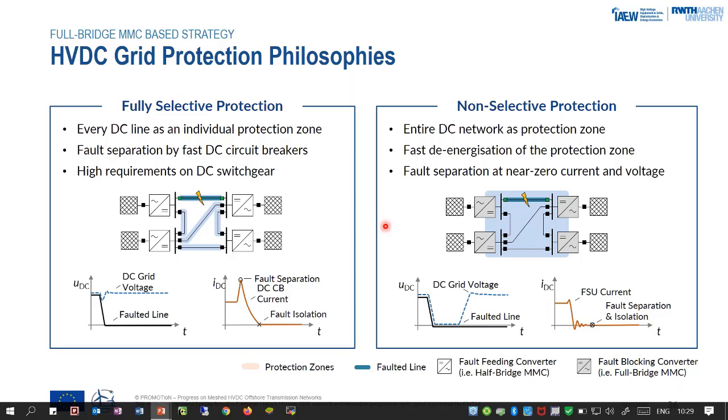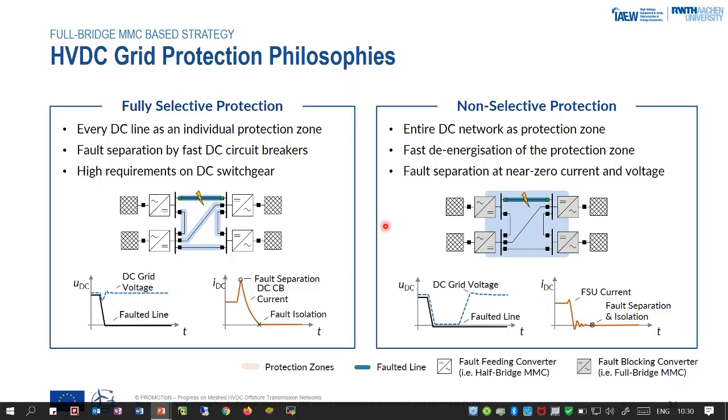And you already just heard from Pascal that there are different approaches, so non-selective approaches, and the key part for these non-selective approaches is that the entire DC grid is treated as one protection zone. So in case of a fault, the entire protection zone de-energizes, and the faulted lines can be interrupted or separated during near zero current and zero voltage conditions.